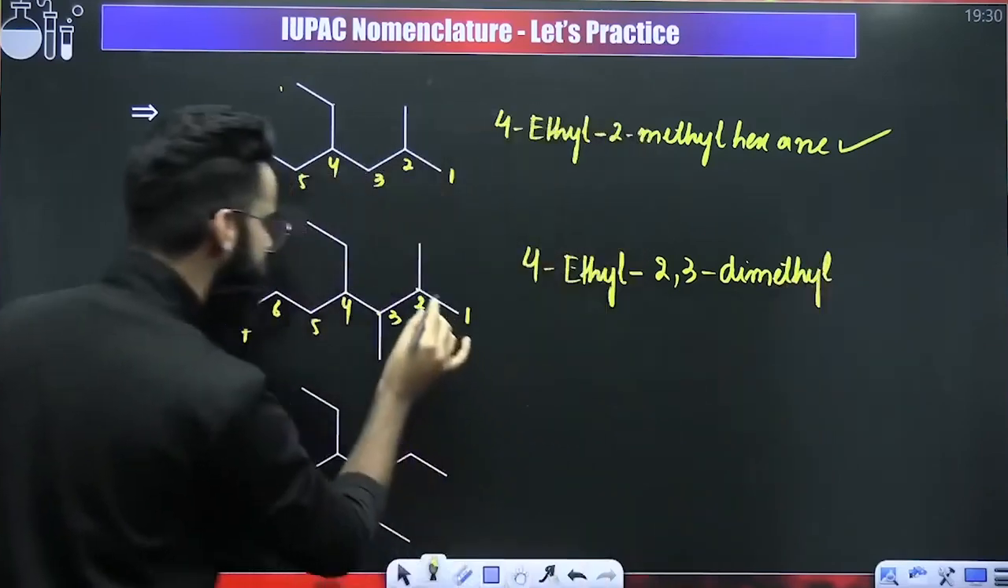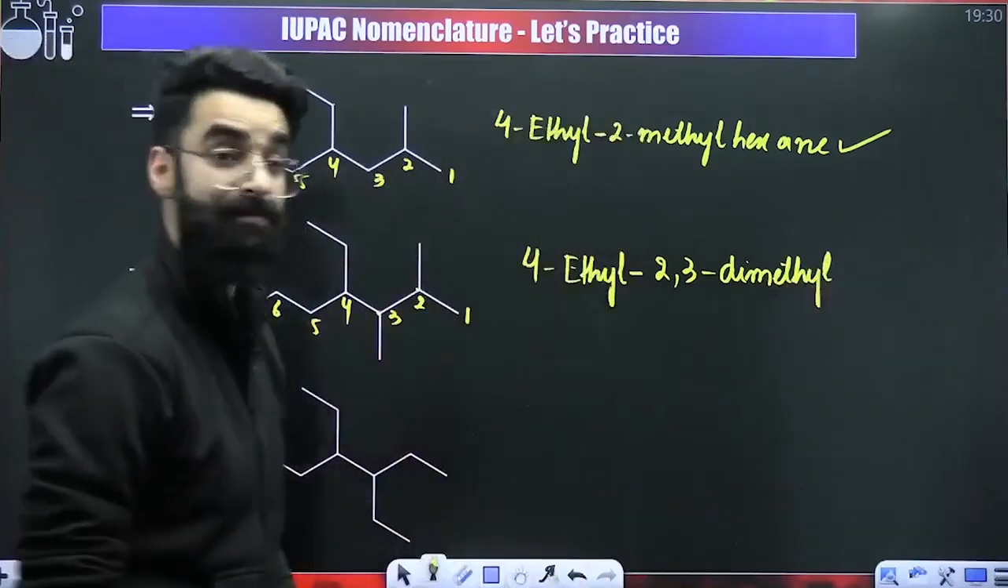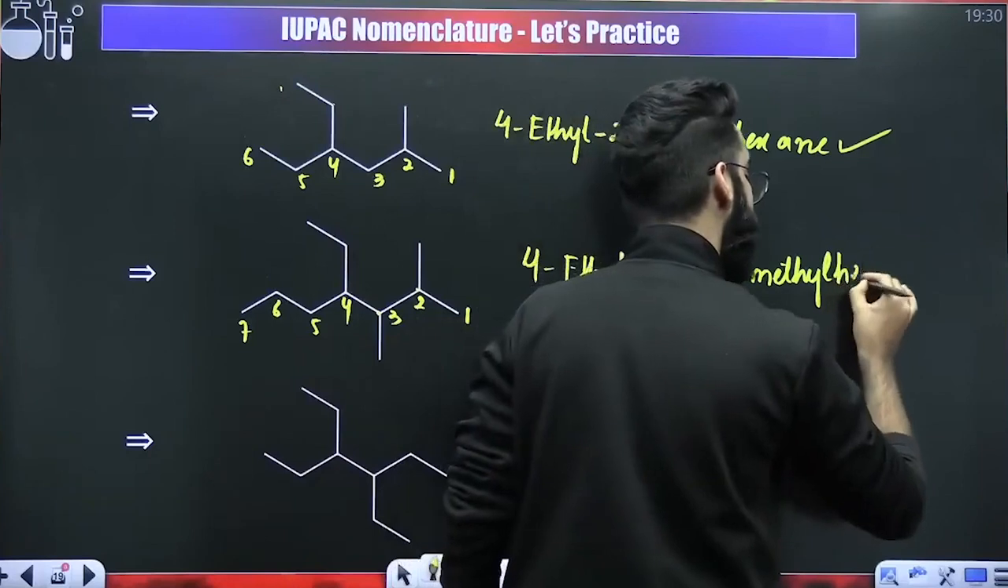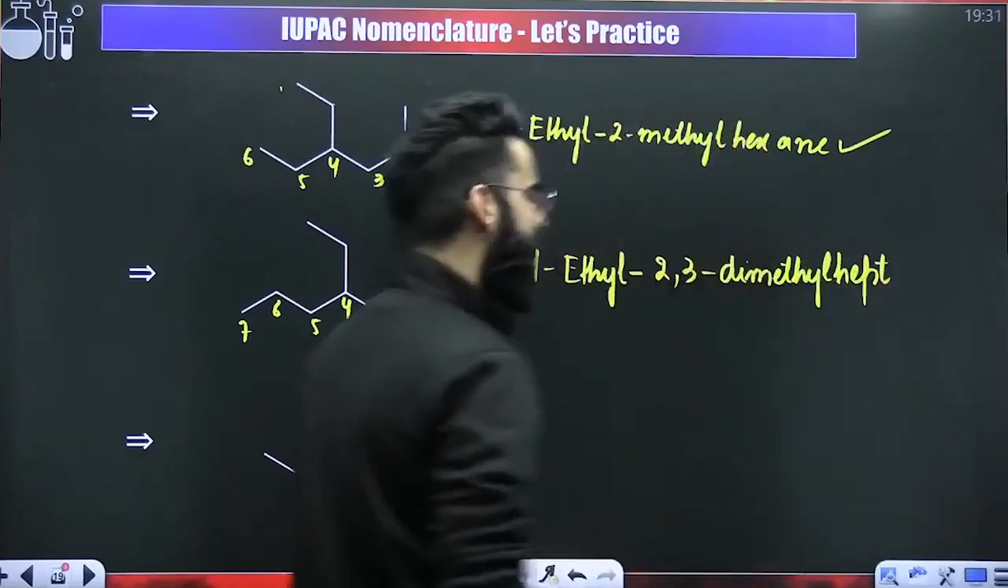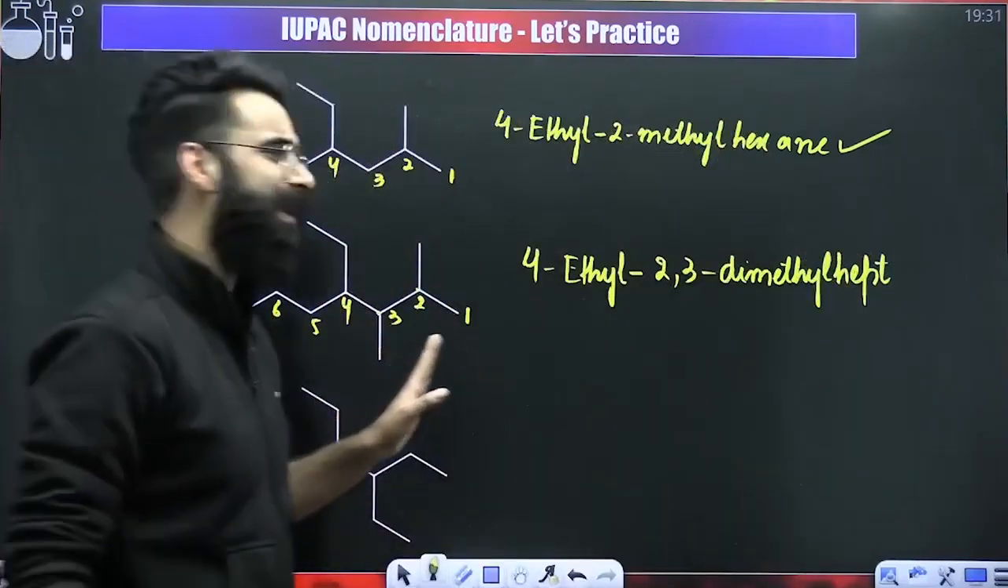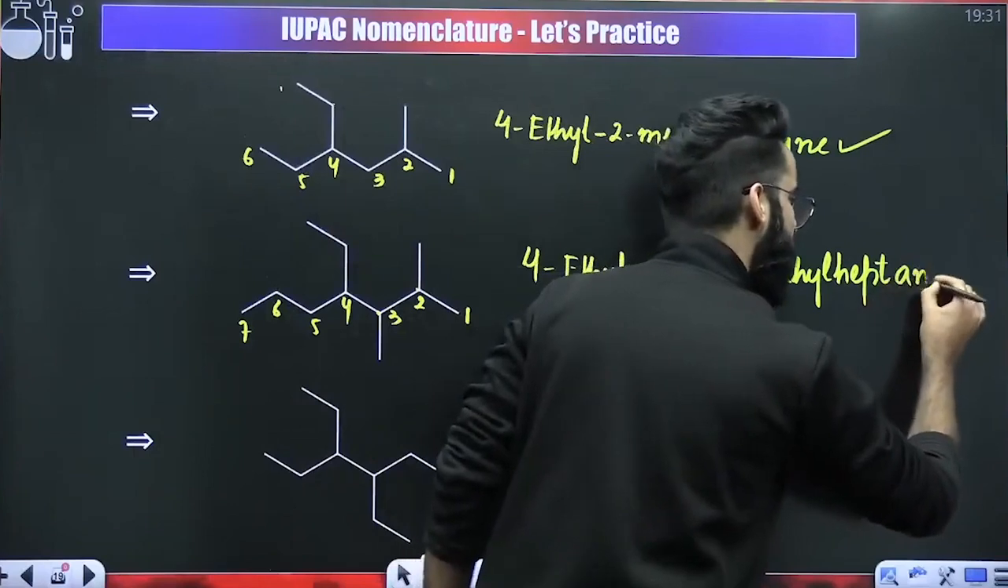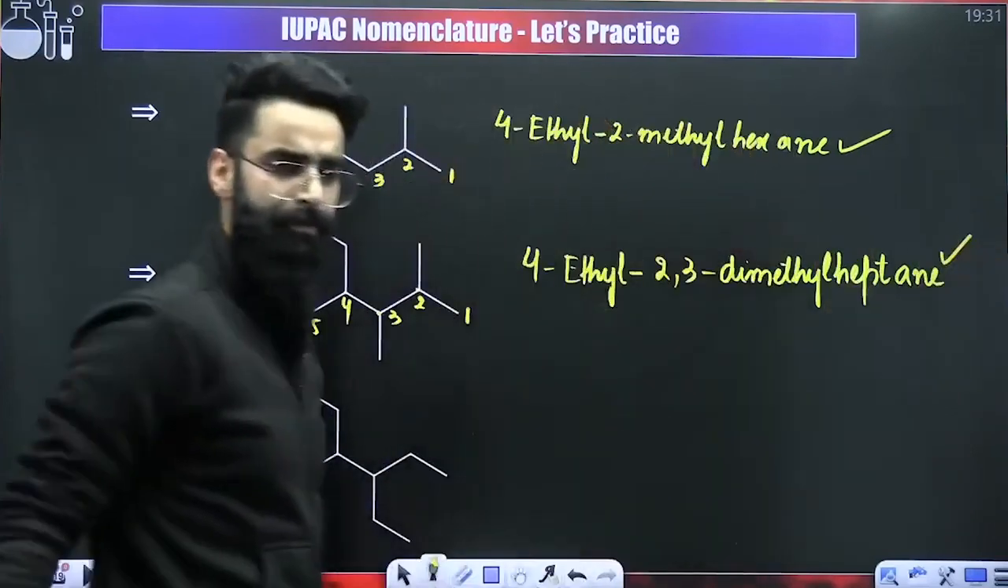Dimethyl. In the parent chain, how many carbon atoms? 7 carbon atoms. So the word root is hept. Everywhere in the main chain, it's a single bond. So I'll be using ane over here. So this is going to be the name of the compound.